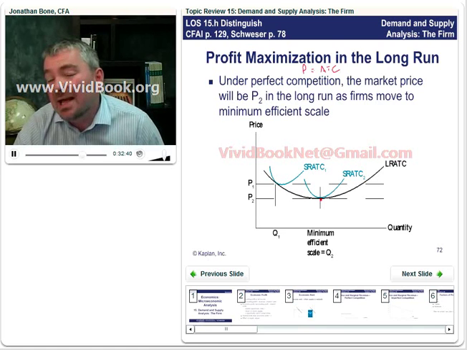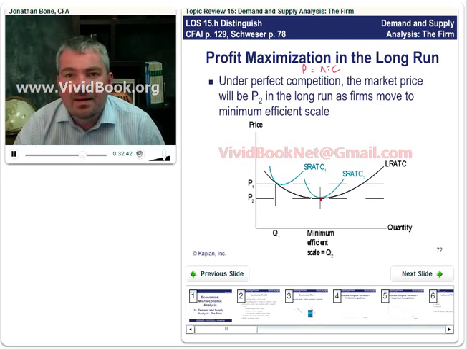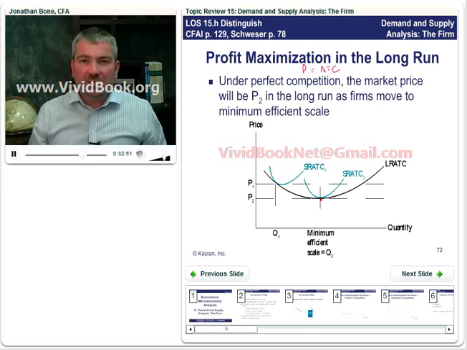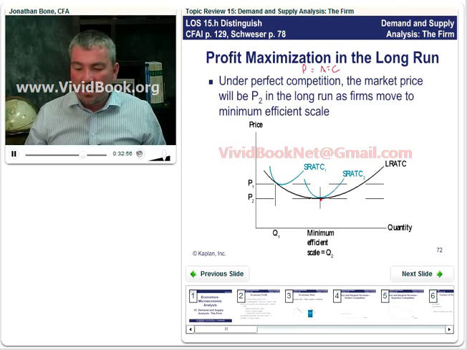And because they cannot generate economic profit in the long run, price has to equal average total cost, which means P2 will be both the price and the average total cost in the long run. In other words, no economic profit earned in the long run.